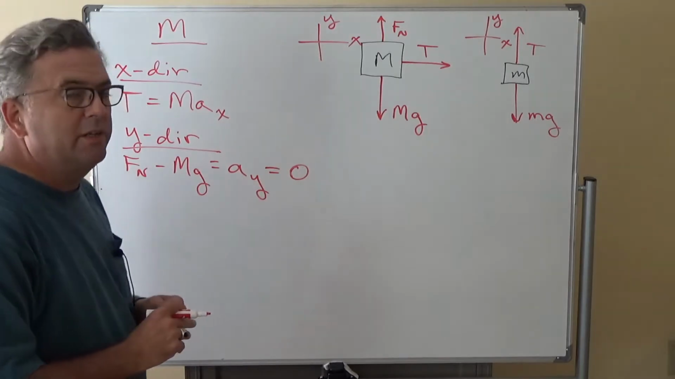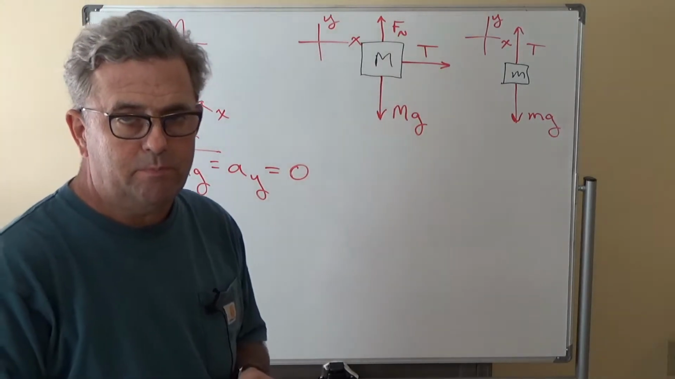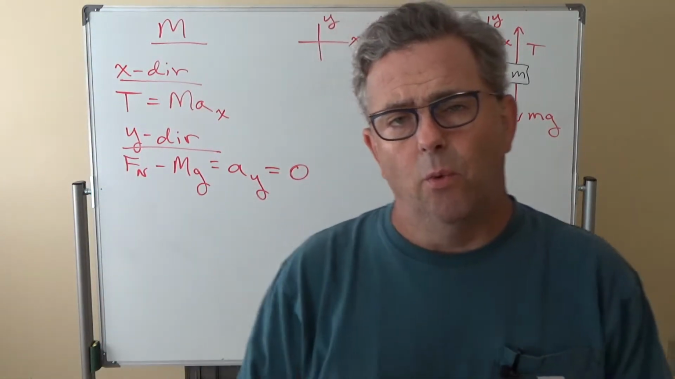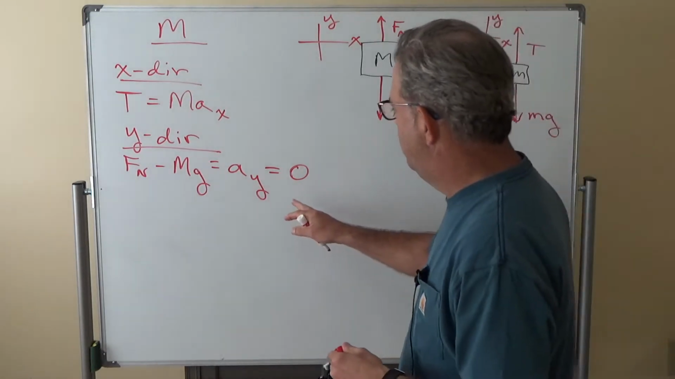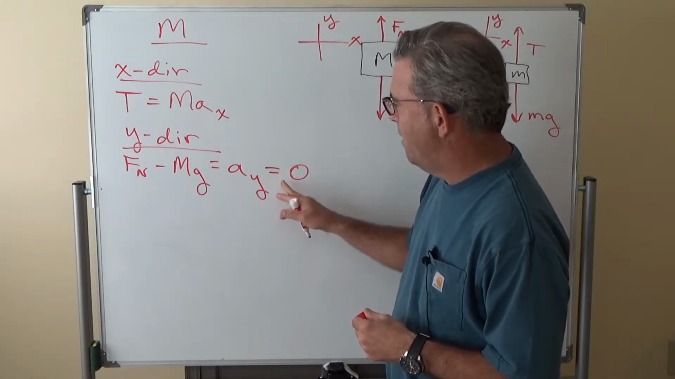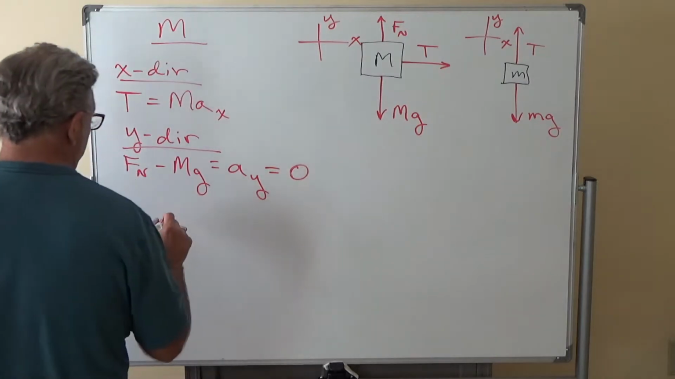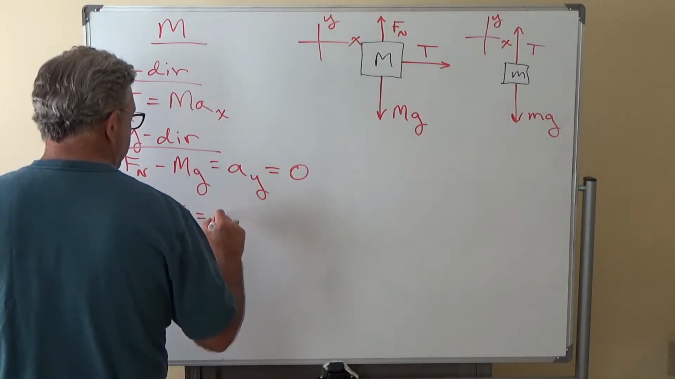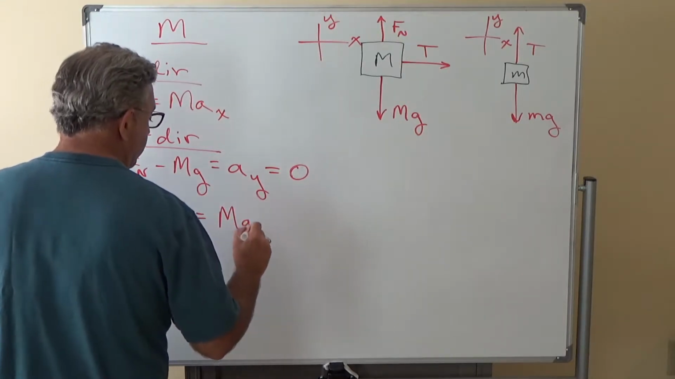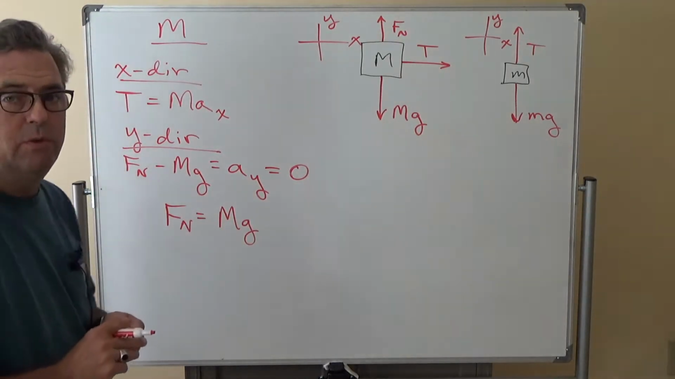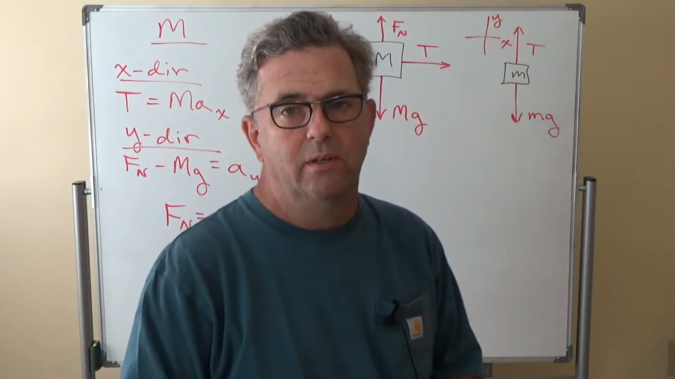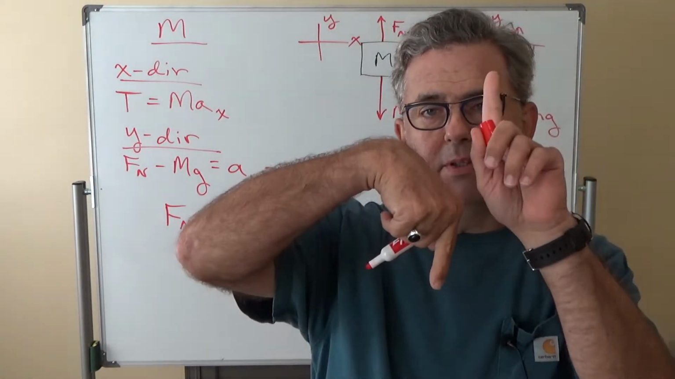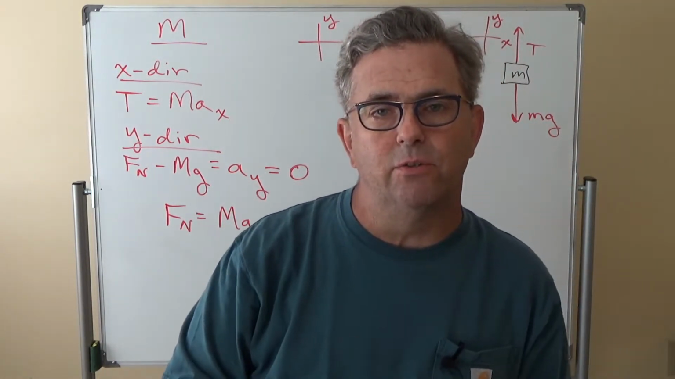So the Y direction is very simple. In the Y direction, there's no acceleration. So the normal force here, we can solve this. The normal force is just equal to mg. That's the magnitude of the normal force. Obviously, the normal force is in the opposite direction of the gravitational force.